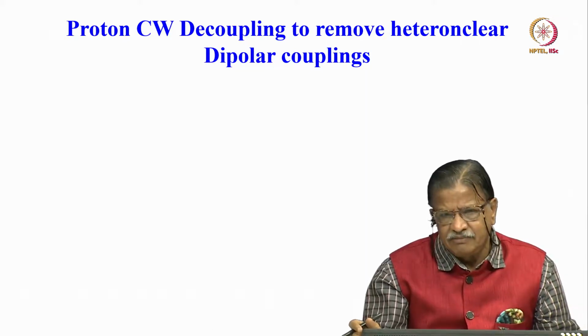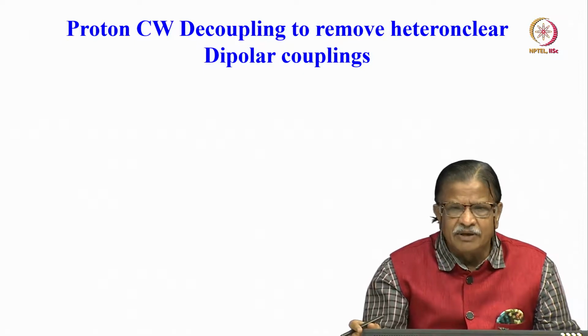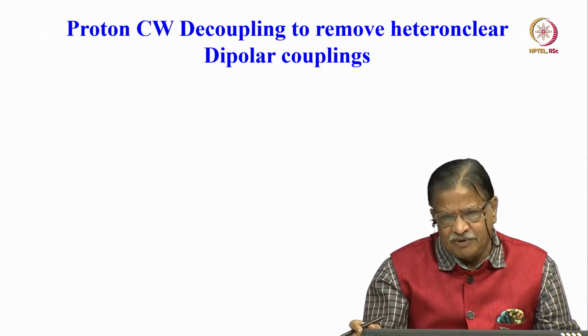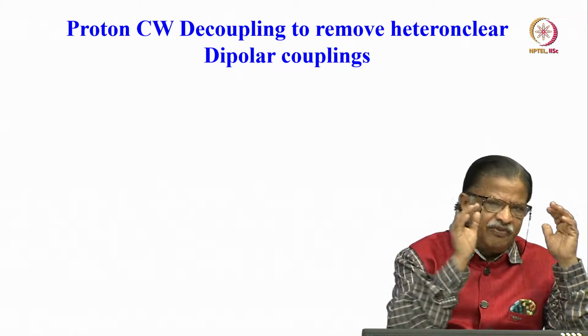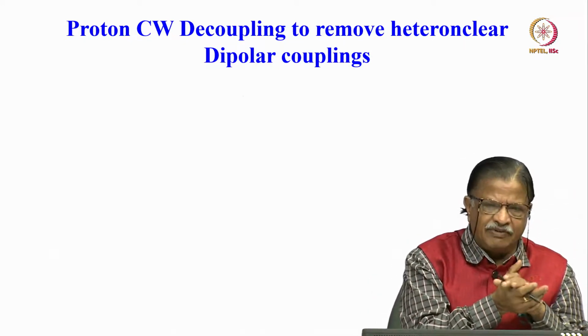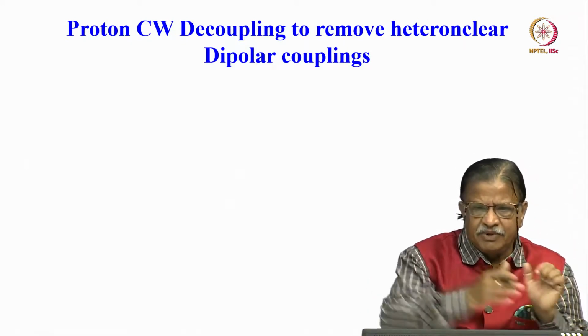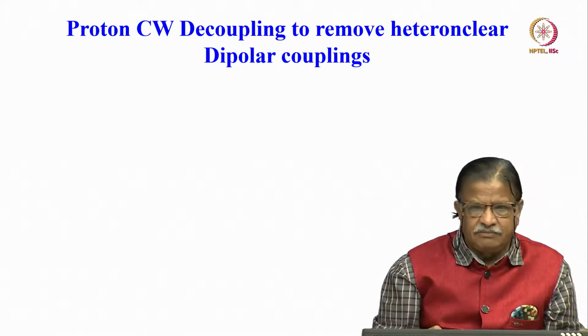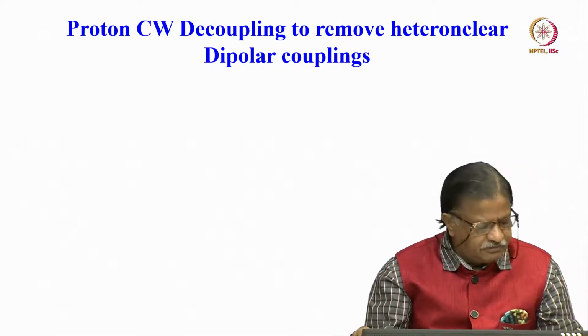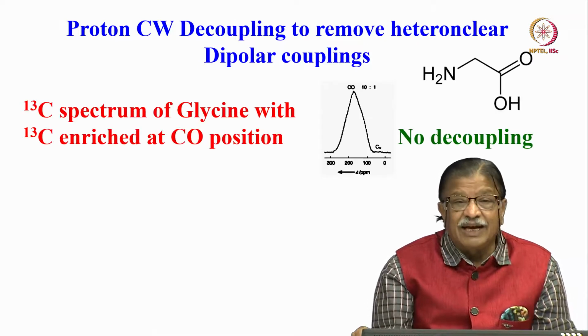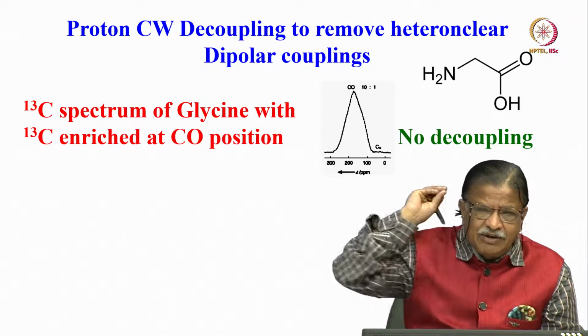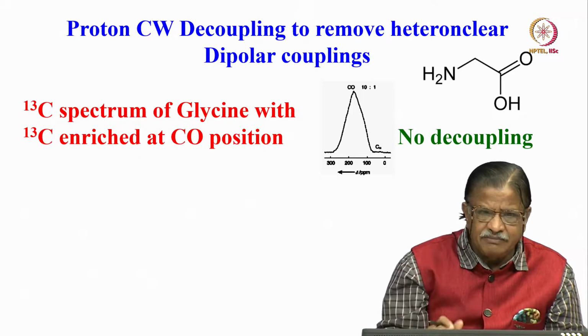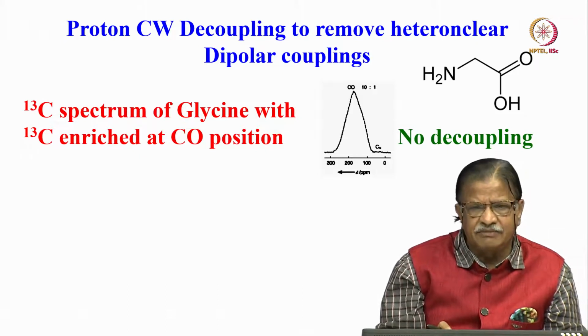Proton continuous wave decoupling is normally adopted if you want to remove heteronuclear dipolar couplings. What I will do is look for the carbon 13 or nitrogen 15, any less abundant spin, decouple the proton and look at the spectrum. That is what we do. That is called continuous wave decoupling. Continuously I am applying the radio frequency power to remove the interaction strength.